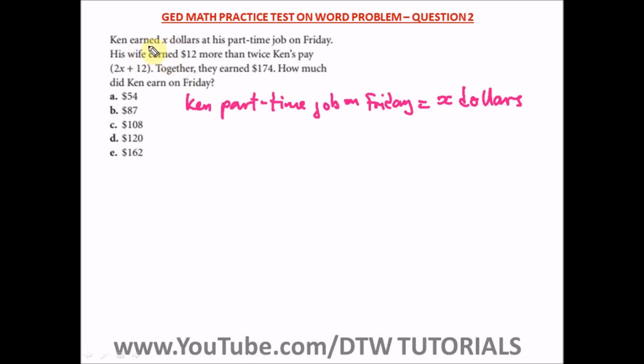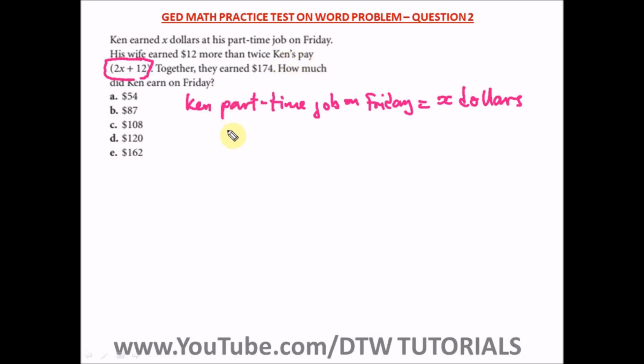So here it says his wife earned $12 more than twice Ken's pay. All right, so just in case, the question here has already given us a tip, but just in case you don't have this in the question, let us interpret this together. His wife earned $12 more than twice Ken's pay. So what does this mean?